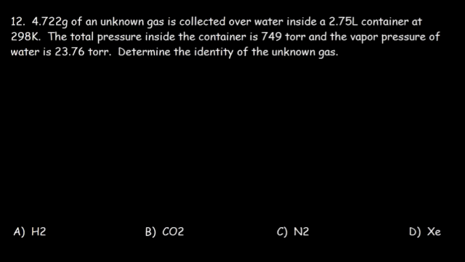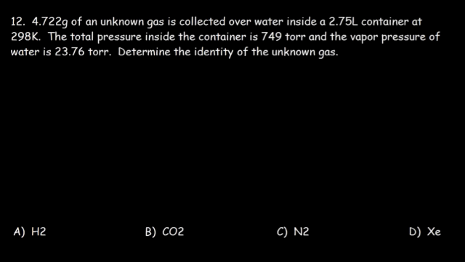Number 12. 4.722 grams of an unknown gas is collected over water inside a 2.75 liter container at 298 Kelvin. The total pressure inside the container is 749 torr, and the vapor pressure of water is 23.76 torr. Determine the identity of the unknown gas.